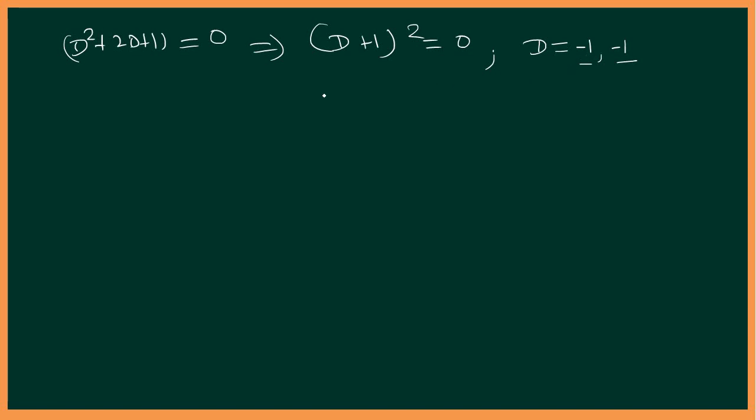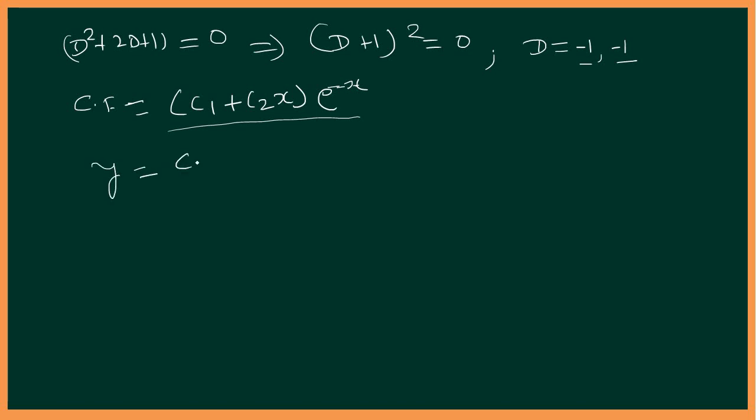When we get two real and equal roots, the solution is (c1 plus c2x) e to the power m1x. Here m1 is minus 1, so you can write it as e to the power minus x. This is your complementary function, and this will be your final answer also. So y equals (c1 plus c2x) e to the power minus x. This is your complete solution.